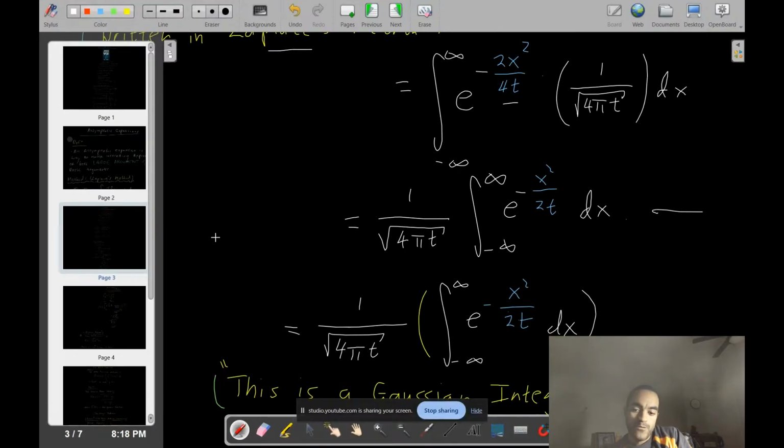So now it's 1 over square root 4 pi t, integral from minus infinity to infinity, e to the negative x squared all over 2t, because 2 over 4, the whole power with respect to x. Now, what we got here is going to be 1 all over the square root of 4 pi t, and that comes out because t is a constant here. We're only integrating with respect to x. So if we integrate with respect to x, everything else is constant, times the integral from minus infinity to infinity of e to the negative x squared all over 2t dx.